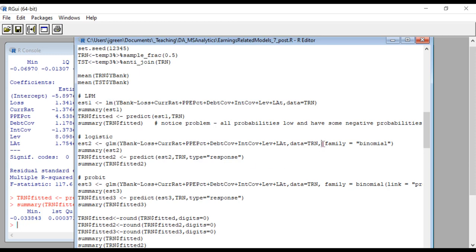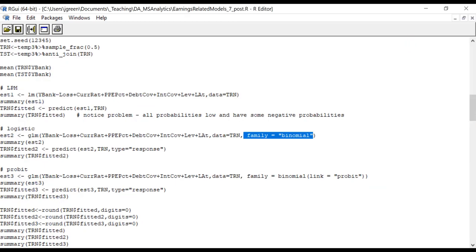We just have to tell it what type of model it's coming from. So here, when we do family equals binomial, remember a binomial is 0 or 1, so this will force it to use the logistic regression. If we use this other one over here, binomial link equals Probit, that forces it to go away from the logistic into a Probit.